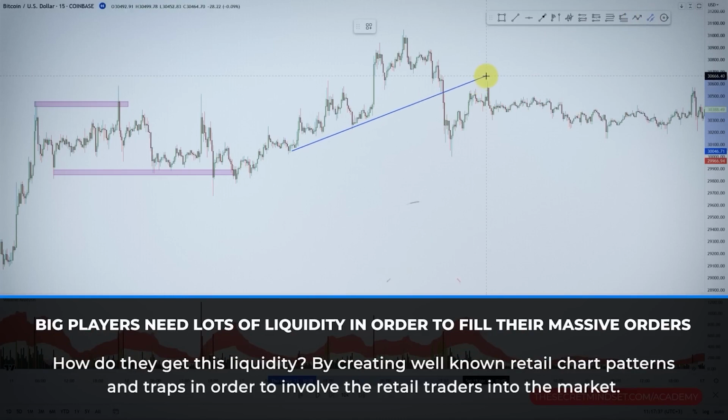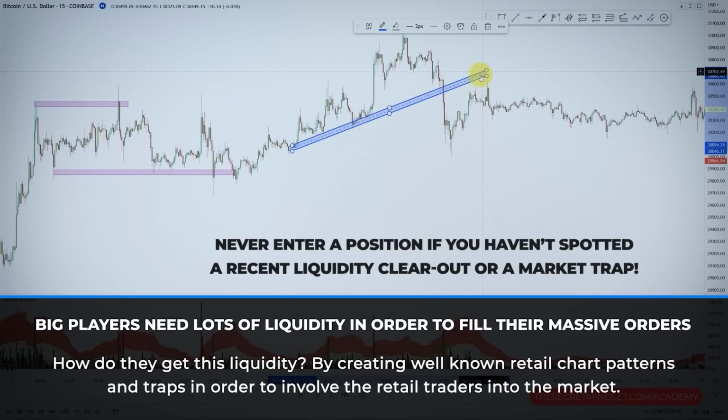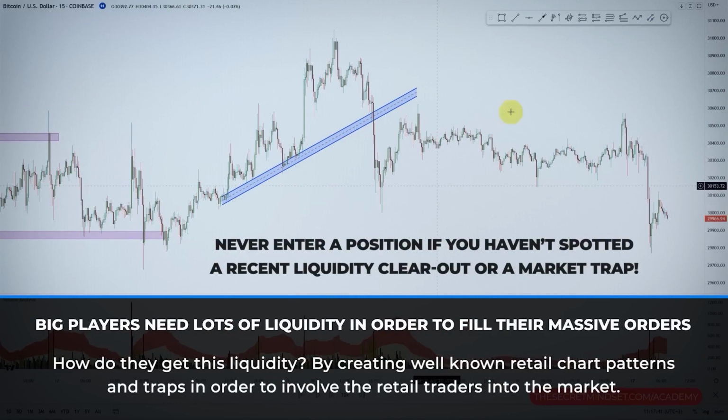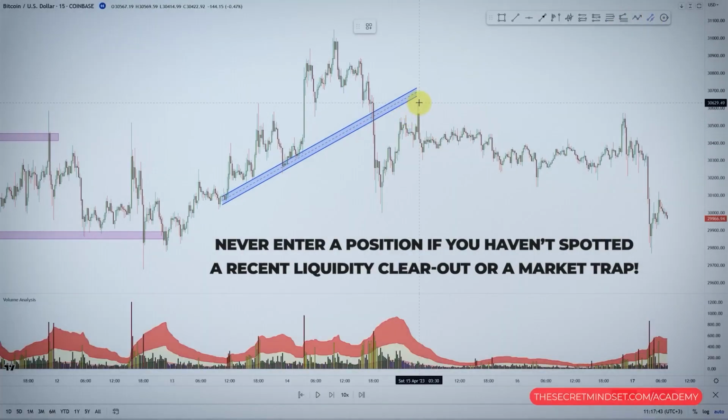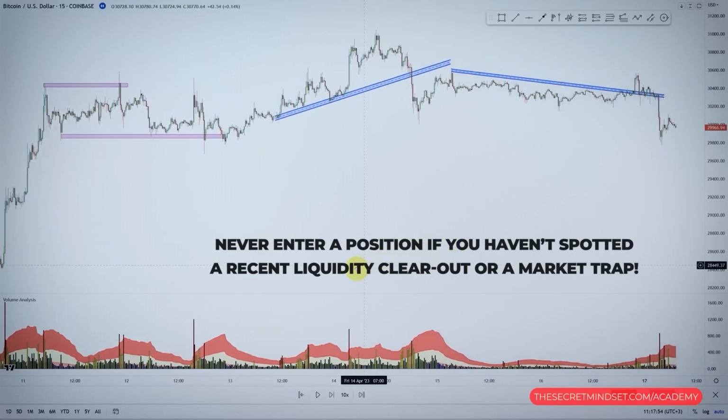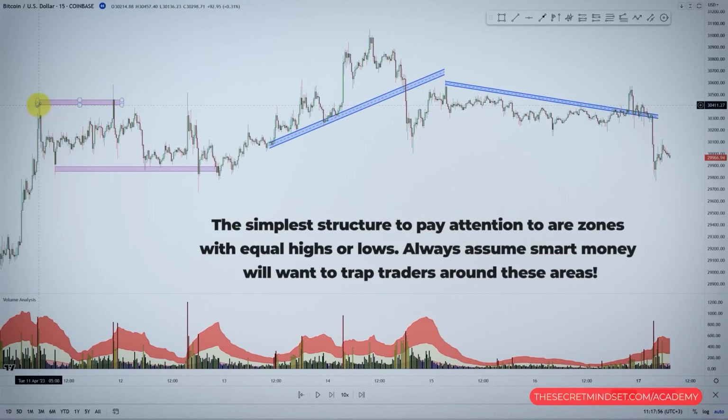So remember this, never enter a position if you haven't spotted a recent liquidity clearout. For retail traders like you and me, the aim should be to spot such potential liquidity zones and join the game of the market maker, and to avoid being a liquidity target. The simplest structures to pay attention to are zones with equal highs or lows.